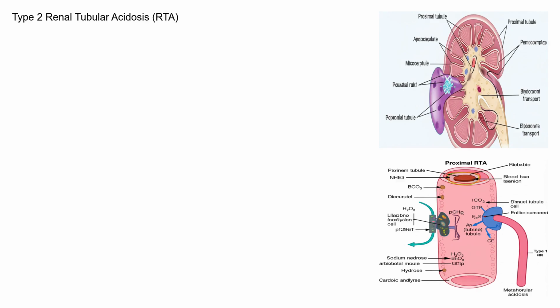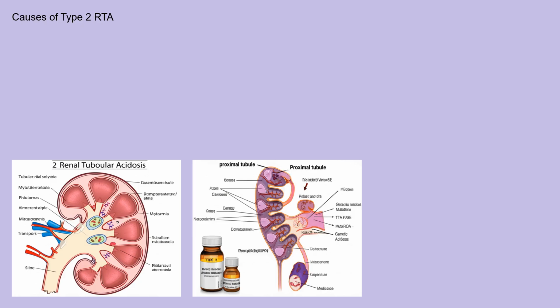Hello and welcome. Today we're delving into a specific kidney disorder known as type 2 renal tubular acidosis, often referred to as proximal renal tubular acidosis or RTA. So what causes this condition? Type 2 RTA primarily arises from a defect in the proximal tubules of the kidneys. This defect impairs their ability to reabsorb bicarbonate back into the bloodstream.